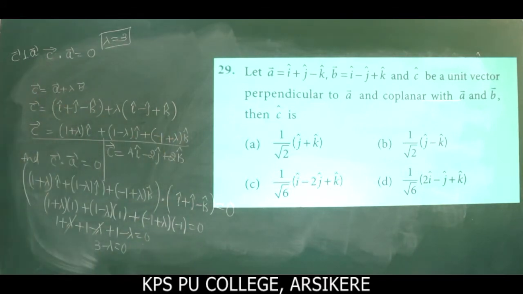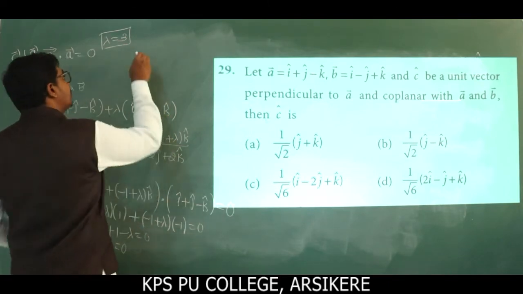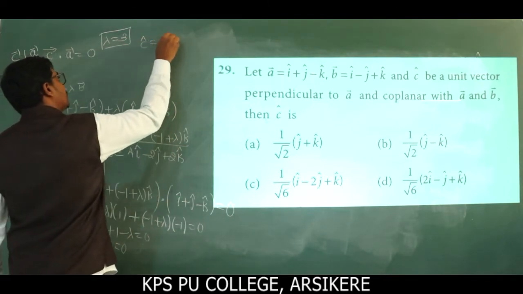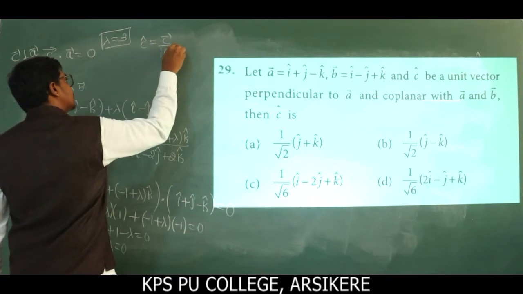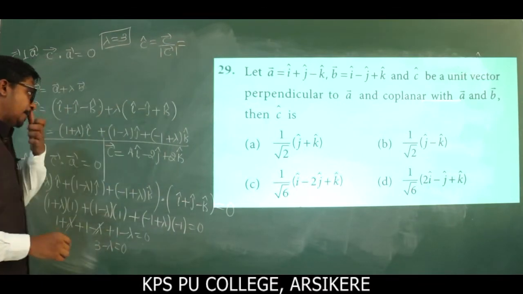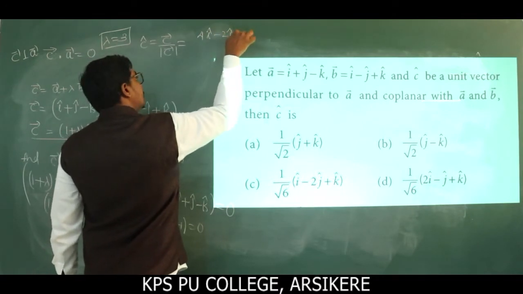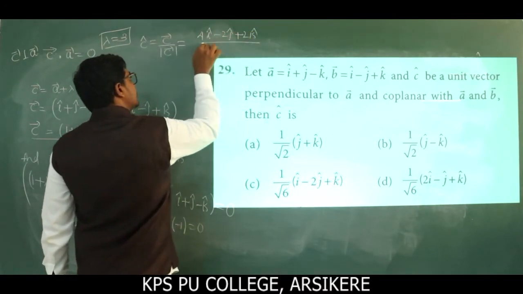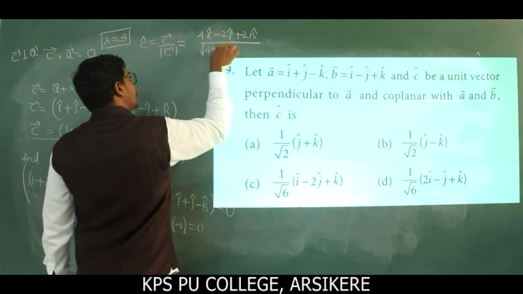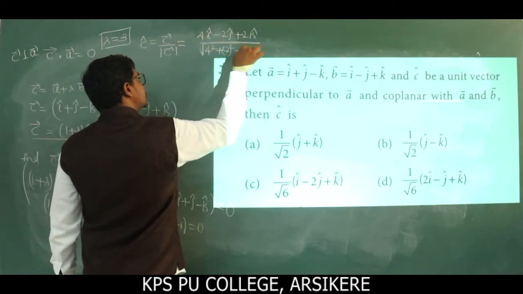This is vector C. So we obtained vector C, but here we have to find C cap, right? C cap is equal to vector C divided by the magnitude of vector C. C cap is equal to 4i cap minus 2j plus 2k divided by square root of 4 square plus 2 square minus 2 whole square plus 2 square.